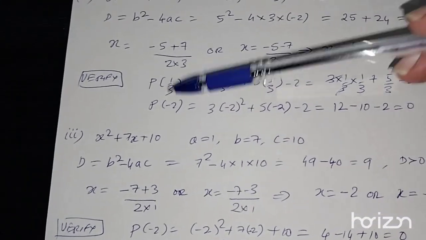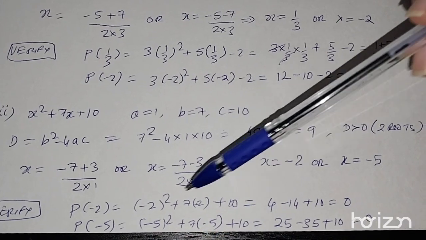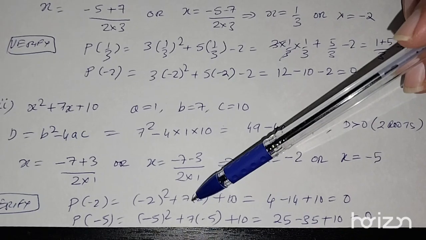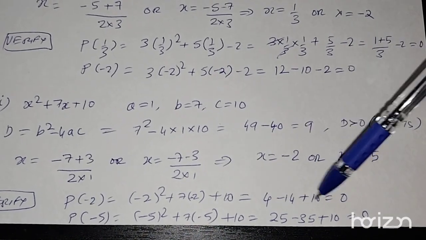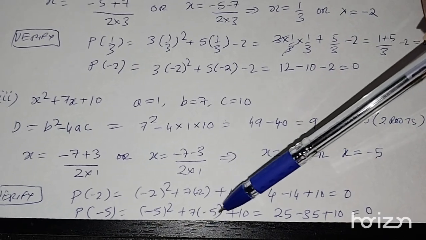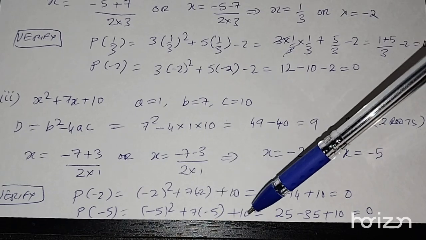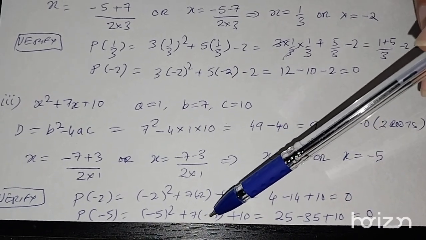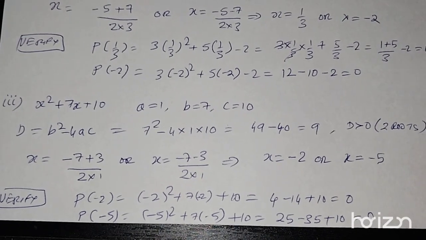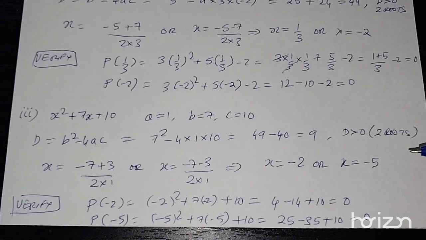To verify, you just substitute in the equation. So minus 2 squared plus 7 into minus 2 plus 10. So minus 2 into minus 2, 4. 4 plus 10, 14. And here you will get 7 2s are minus 14. So 4 plus 10 minus 14, you will get 0. Okay. Similarly, minus 5 squared plus 7 into minus 5 plus 10, right? Minus 5 into minus 5, 25. 25 plus 10, 35. And here 7 5s are 35, minus sign is there. So 35 minus 35 is 0. Okay, so friends, again we have solved another problem using the formula.